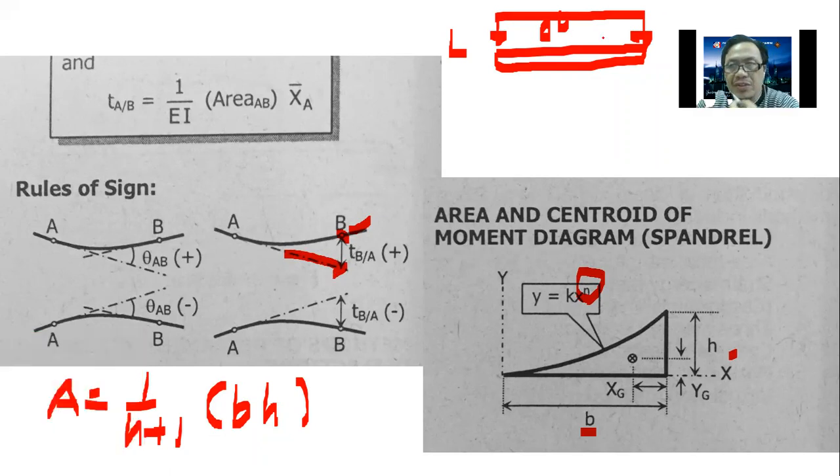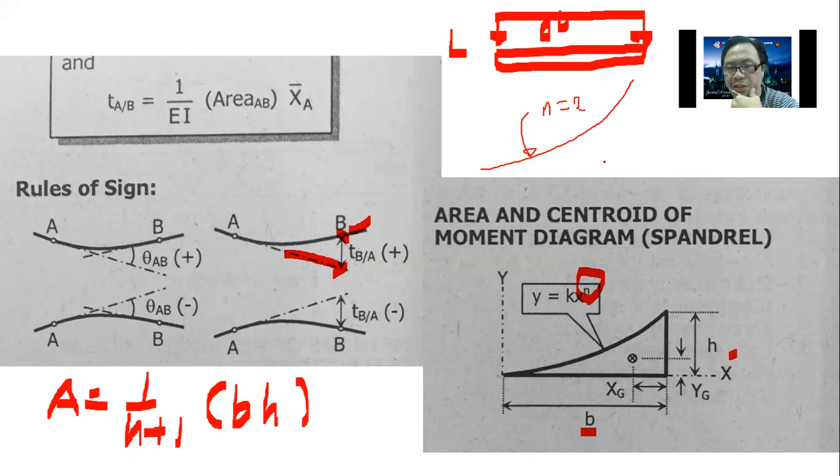The degree of the curve is 0 degree, and then the shear is first degree, and then the moment is second degree. So second degree is like this one. Okay, so here this is second degree, n is equal to 2.